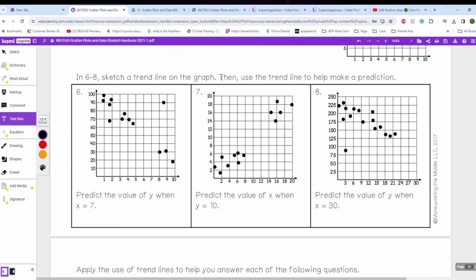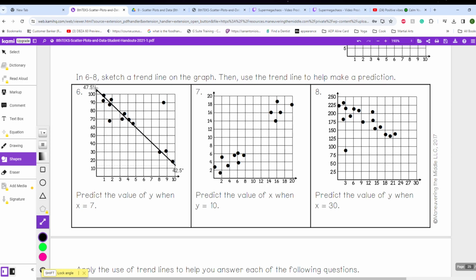Sketch a trend line on the graph, then use it to help make predictions. So remember, a good trend line has to go through the center of all of your data points, and it has to be close to the majority of your points. It can't be above your points, and it can't be below most of your points. And so that's what we're going to look for when we draw a trend line. So in number 6, we're going to make sure that this trend line runs through the majority of our points, and it's not too high and it's not too low.